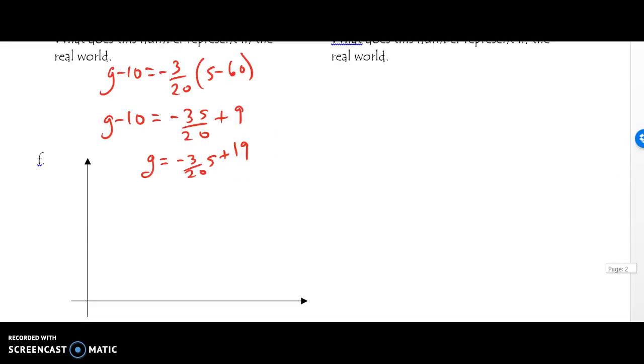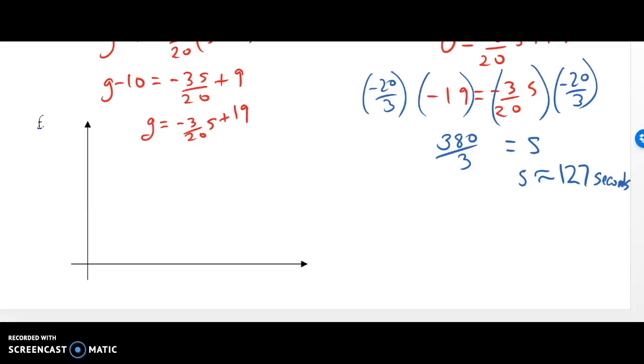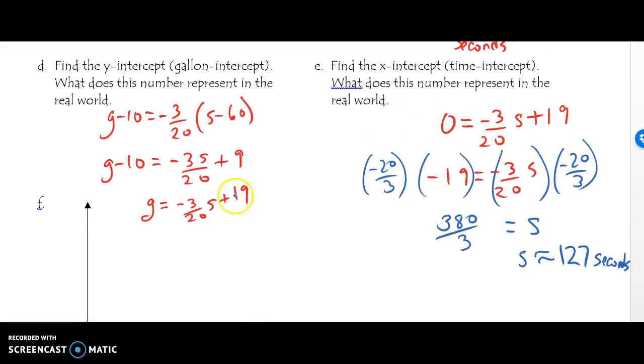The other question, E, find the x-intercept. Well, the x-intercept, the time intercept, would be when we put 0 in for G. So we're putting 0 in for G, and I'm just using this equation where I already have it in slope-intercept form and solving for S. When we solve that for S, we get 380 over 3, which is approximately 127 seconds. And that would represent the total time it would take for the tub to drain.